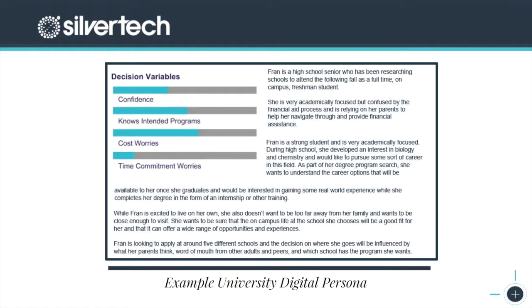You've even got things in here like time commitment worries, cost worries, intended programs. So whether or not she does know what program she needs to go to, or whether or not she's going to be doing a little bit more research before she commits to a particular academic path. These are all things that will become necessary as you complete content and features and functionality and different tools on your website. So again, it needs to be as long as the story needs to be. Excellent.